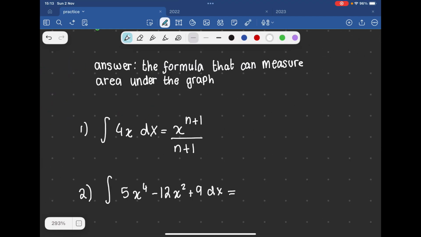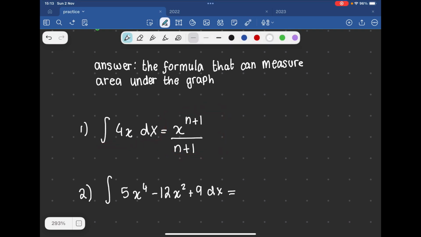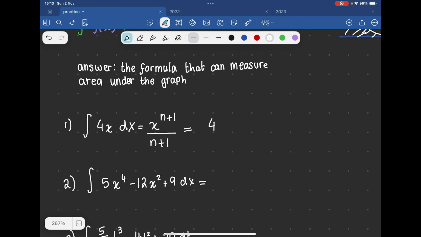So, here we have the integral of 4x dx. And this is the formula that we have to use to compute the indefinite integral. 4x, 1 plus 1 is 2, over the new power, which is 2, which then simplifies to give us 2x squared.